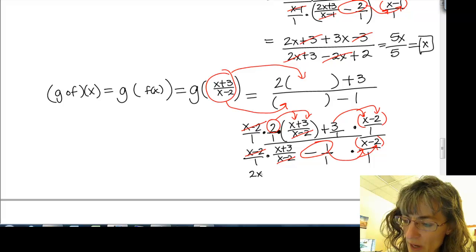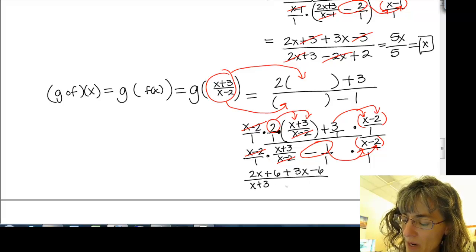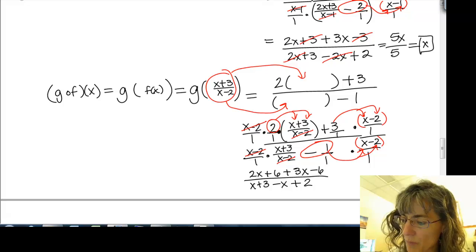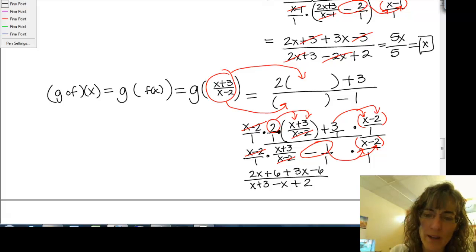I think we'll be able to fit it. Let's check. So I have 2x plus 6, and then distribute that positive 3. So plus 3x minus 6. That's my numerator. My denominator, I have that x plus 3, and then minus 1 times the quantity x minus 2. So minus x plus 2.